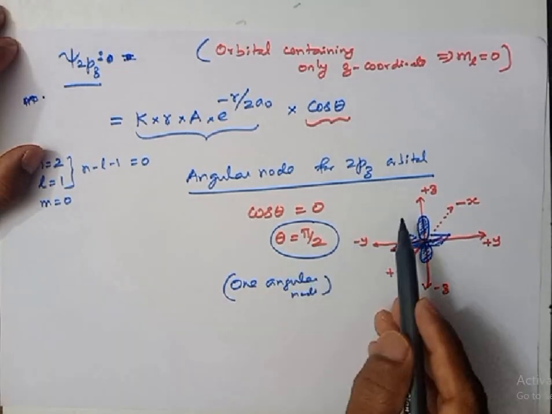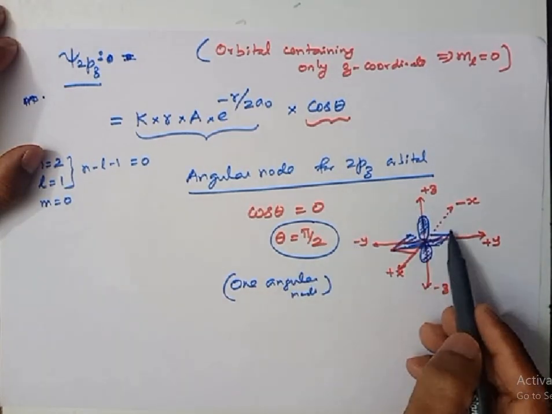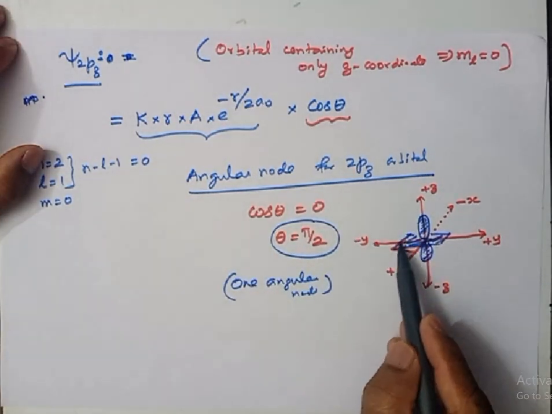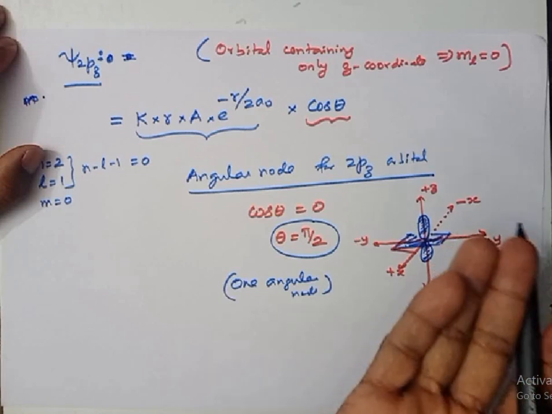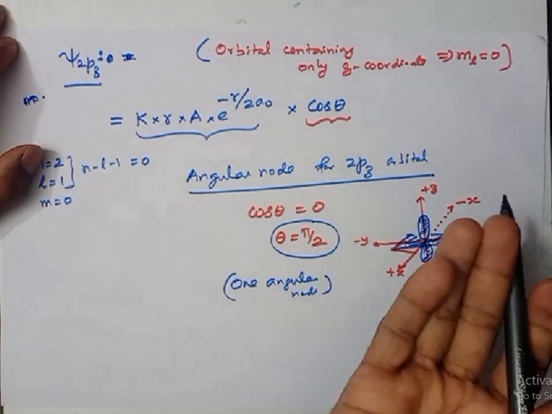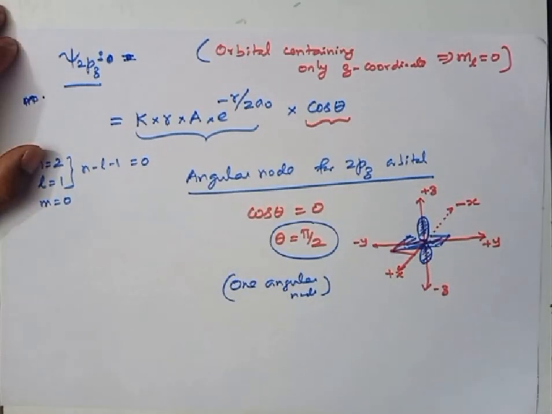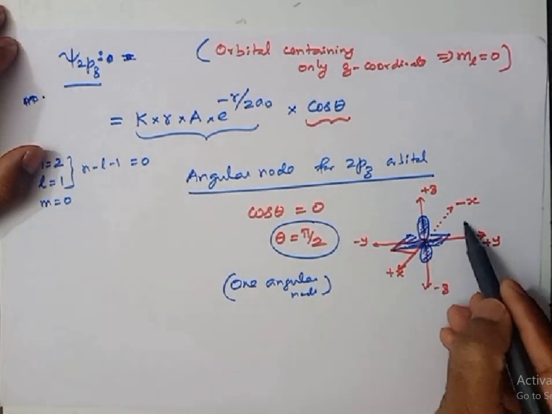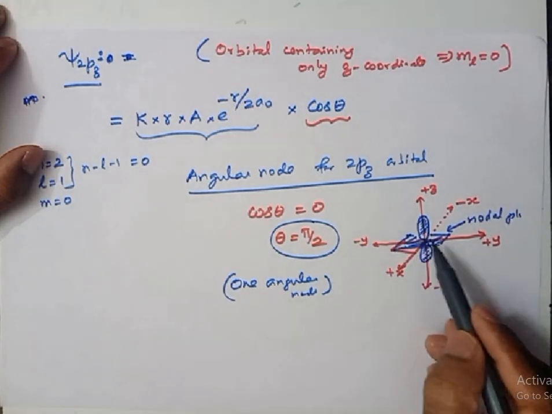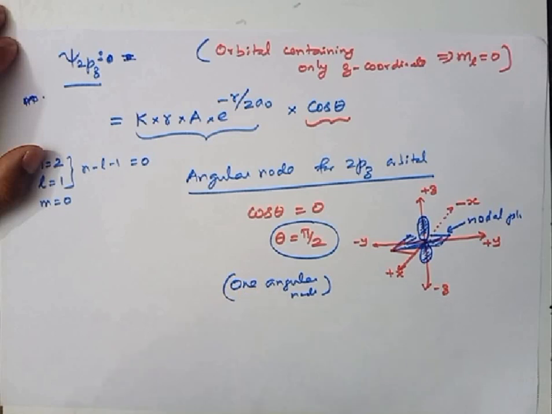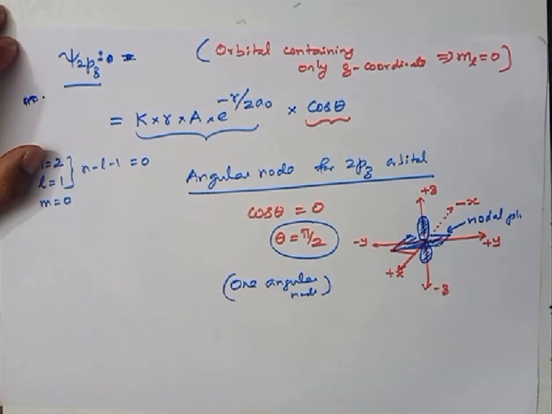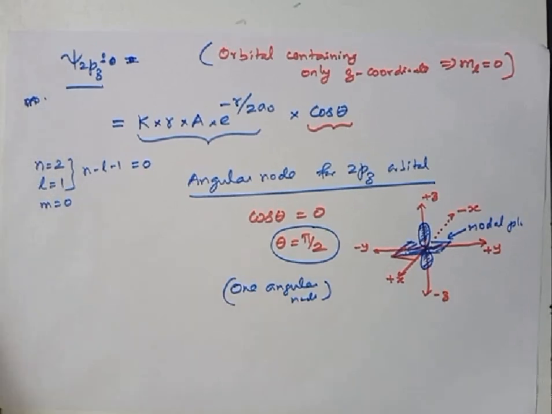Theta pi by 2 means from plus z axis, it should be in the xy plane. So we have a plane, the xy plane, where the angular part of the wave function is 0. This plane is called the nodal plane, and I have only one nodal plane. That means there should be one angular node. For one nodal plane, we have one angular node. Is this clear?